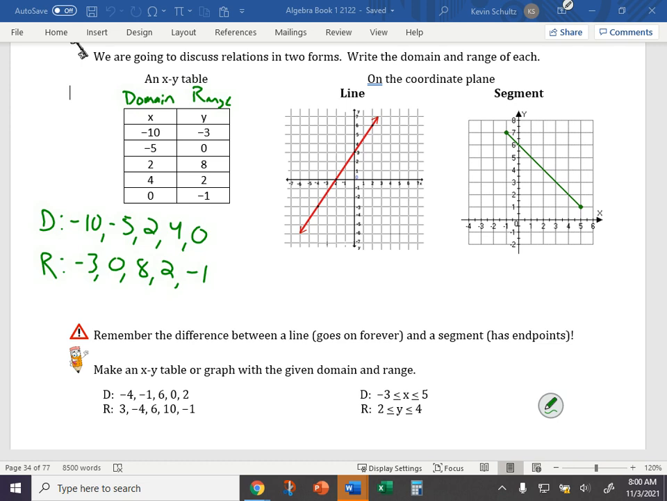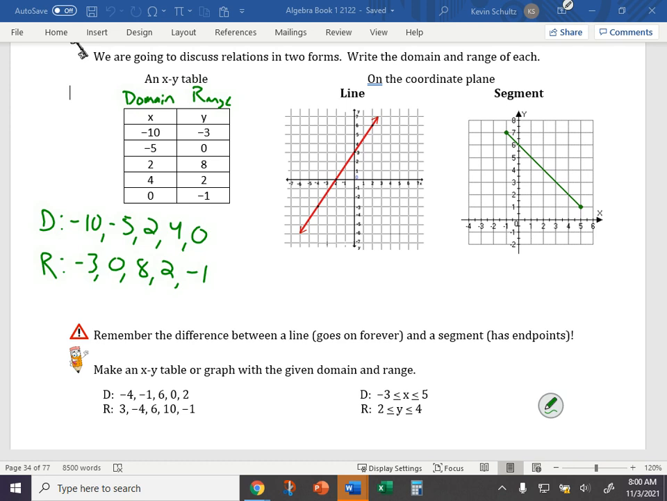Right, a line goes on forever. That's why it's called a number line, right? Because it's infinite in both directions. That's what these arrows show here. Whereas a segment has a beginning and an end. It can be measured. It's got a starting point and an ending point.